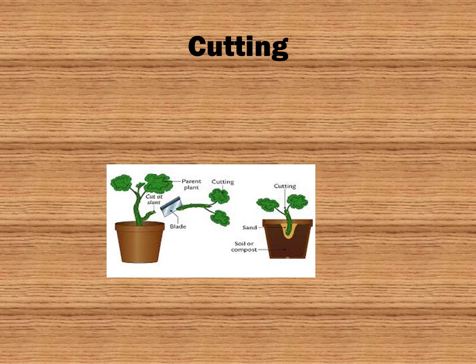Now coming to the cutting, in this method, a healthy young branch of a plant having leaf buds is cut off and planted in moist soil. In due course, the branch develops roots and grows into a new plant. Sugarcane, rose, and grapes are grown from cuttings. So the examples of cuttings are nothing but sugarcane, rose, and grapes.